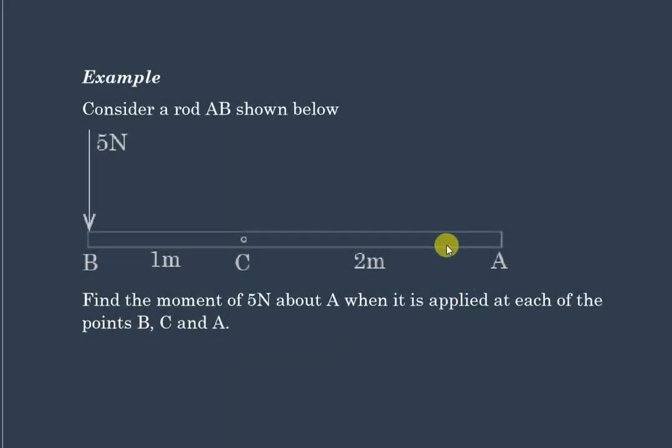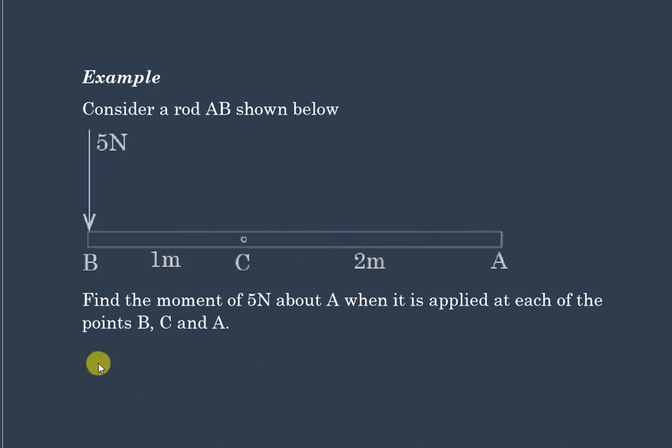Let's have a look at this example. Consider rod AB shown below. Now this rod is from A to B. It is a rod of 3 meters because we have these two and this one. And if you apply a force at B, find the moment of this 5 newton force about A, about this point, when it is applied at each of the points B, C, and A. So if you apply this force of 5 newtons at a point where it is right now, at point B, the line of action is already perpendicular to the rod in question.